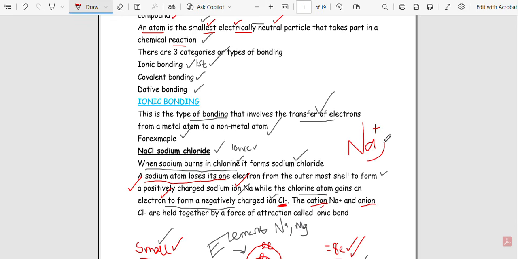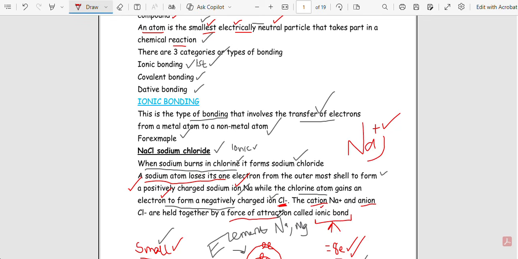Okay, so the cation is what we call the positively charged ion. Then the anion is what we call the negatively charged ion. So in chemistry, this Na is called a cation. Why? It is positively charged.